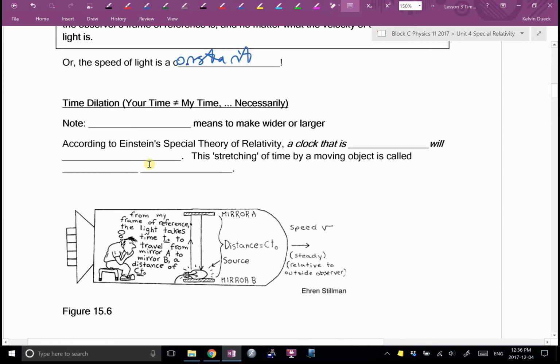Time dilation. Your time is not necessarily the same as my time. Little note, dilation means make wider or larger. So time dilation means time is lasting longer. Slowing down.